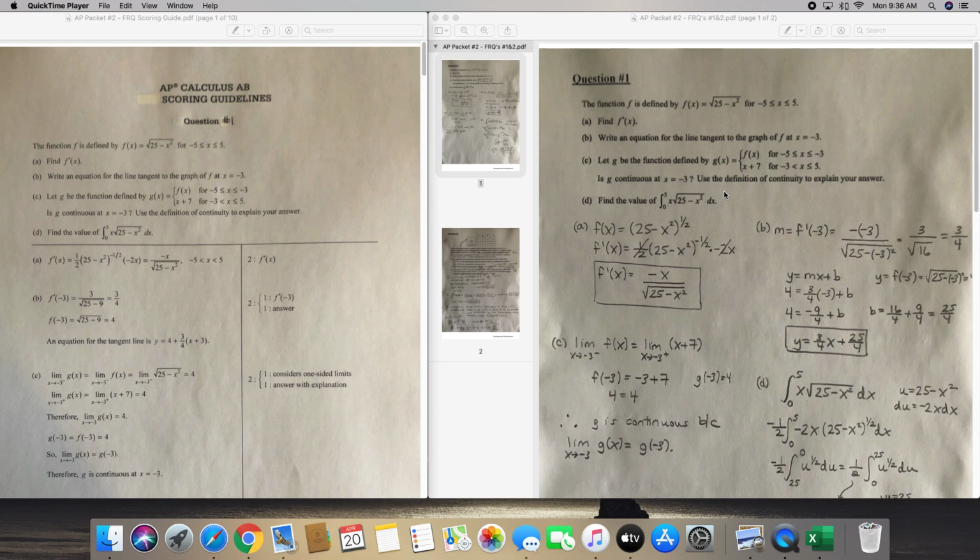For the first question, we were given this function f of x equals the square root of 25 minus x squared, which we know is a semicircle that exists between -5 and 5. In part A, it asks us to find f prime of x.